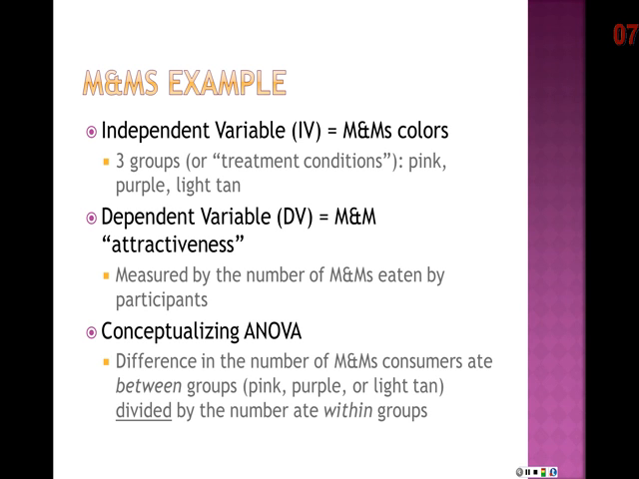And so what we're looking for is the difference in the number of M&Ms that consumers ate between the various groups divided by the number of M&Ms that are eaten within the groups. And so this is where we're accounting for variability, right? This is what we're talking about when we're trying to model variability. So we're trying to account for those individual differences, the measurement differences, and really focusing on the groups themselves.